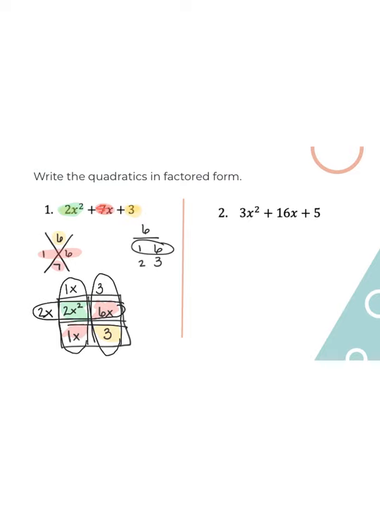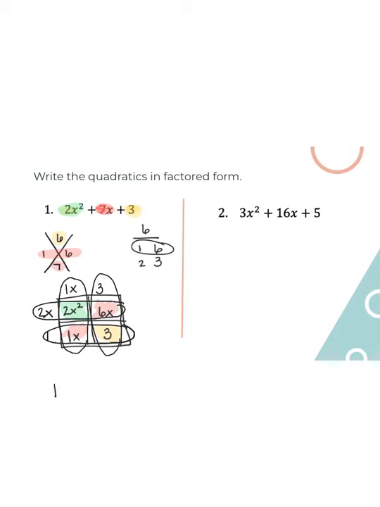And then finally, I'm going to see what these two have in common. What do 1 and 3 have in common? Well, they have a 1. I see that the 1 has an x, but the 3 doesn't, so I'm not going to write an x next to it. So what I have on top is going to be my new factor.